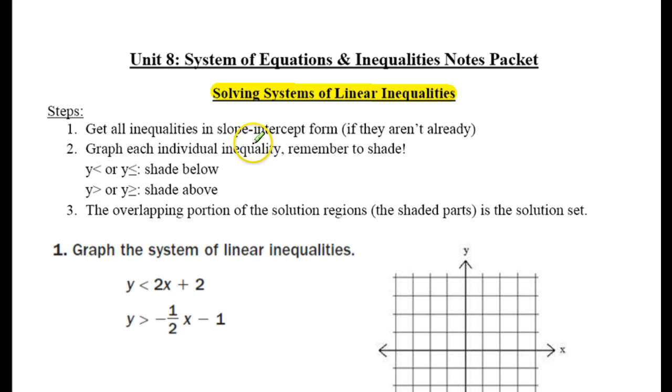Okay? So our steps to solving a system of linear inequalities: step 1, get all the inequalities in slope-intercept form if they aren't already. If they are, good. If not, change them. Then you're going to graph each individual inequality with your proper shading. Remember, if it's y is less than or equal to, you're going to shade below it. If your inequality is y is greater than or greater than or equal to, you're going to shade above it. And the key here, now that you've done two of these, is that the overlapping part of the solution regions is the solution. Where the two shaded parts overlap, that's the final answer.